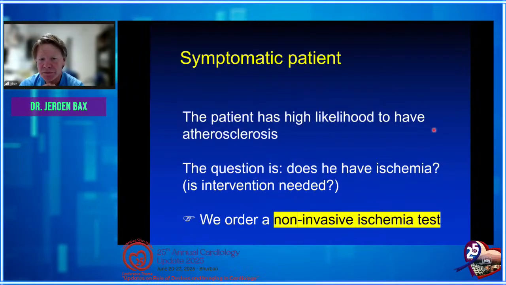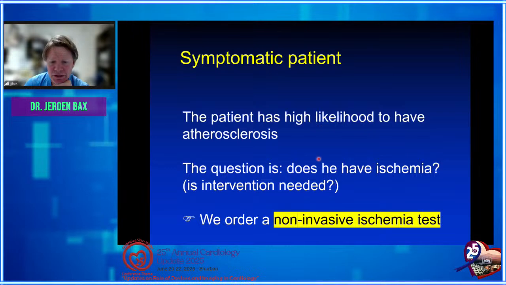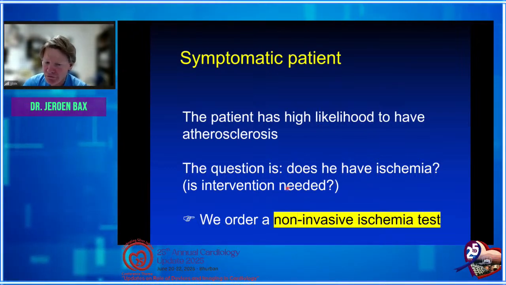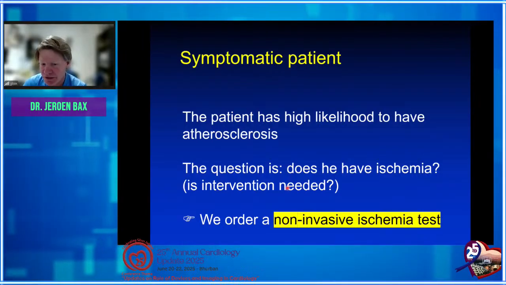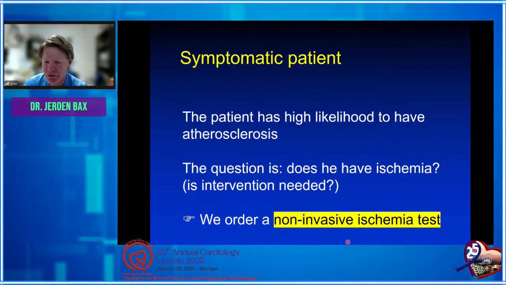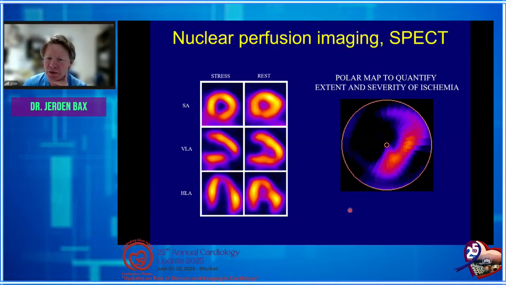We go to a symptomatic patient. This patient has high likelihood to have atherosclerosis, and the question is, does he have ischemia? Do I need an intervention? So then we move away, if that is your question, from a CT scan, an anatomical atherosclerosis assessment, and we go to a non-invasive ischemia test. In the ischemia test, we can do anything that we want.